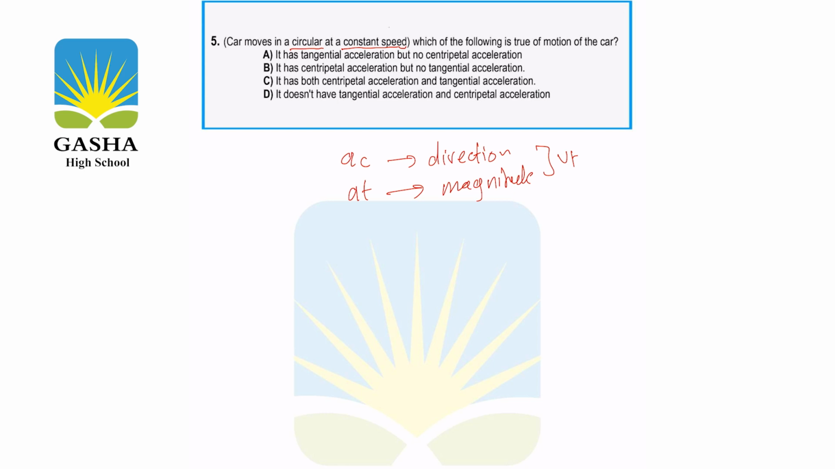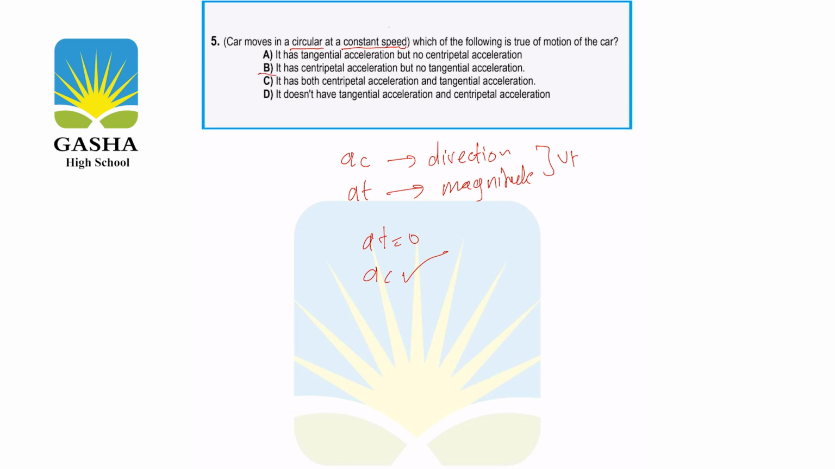Since the speed is constant, we don't have AT, so AT is equal to 0. But since the path is circular, we have AC, because in circular motion the direction of velocity is always changing. So we have AC, but not AT. So look at the answer. The answer is B, because B says it has centripetal acceleration, but not tangential acceleration.